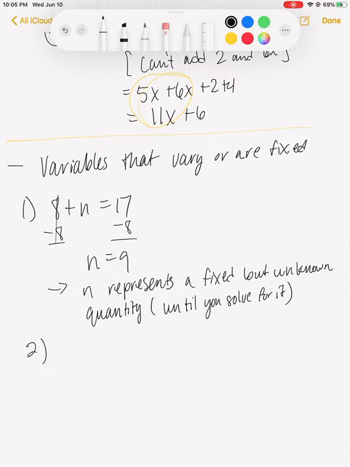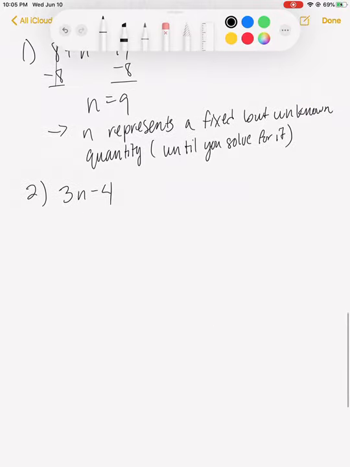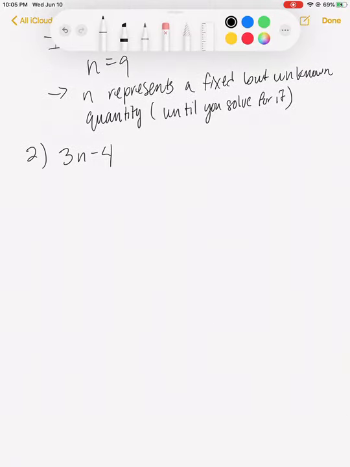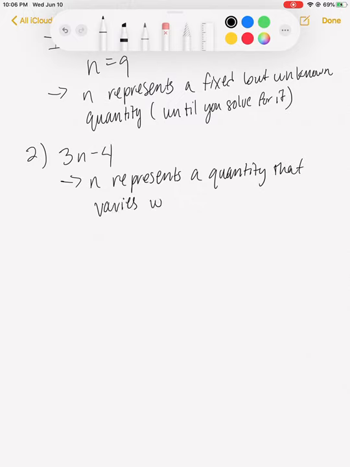Okay, number 2 of 6. We got 6 examples. Number 2 is 3n minus 4. Okay, this is an expression. There's no equation to it. And because of that, we can't really solve for anything, and thus n represents a quantity that varies with no restrictions on it.